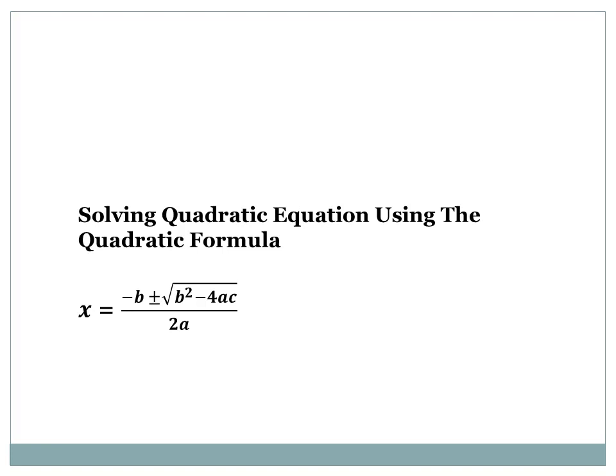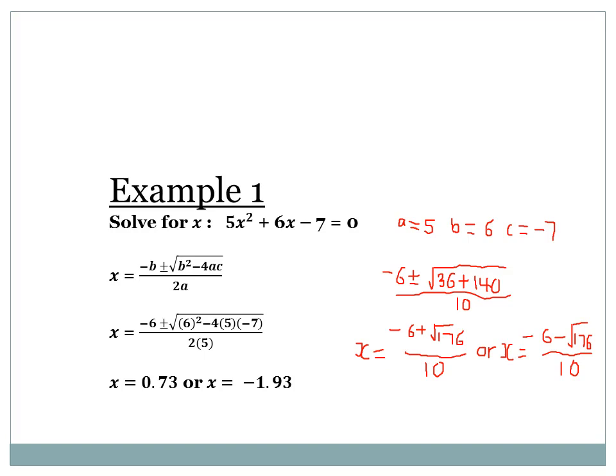Normally we use the quadratic formula when we find it difficult to factorize. So using this formula will help us to find the values of x. So now let's take an example. If we are supposed to use the quadratic formula to solve for x, 5x to the power 2 plus 6x minus 7 is equal to 0.